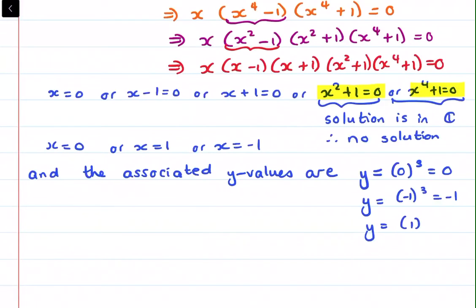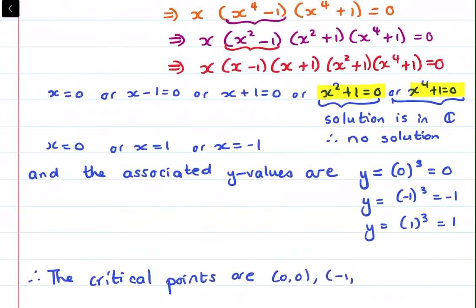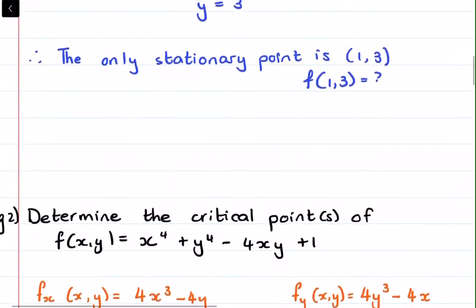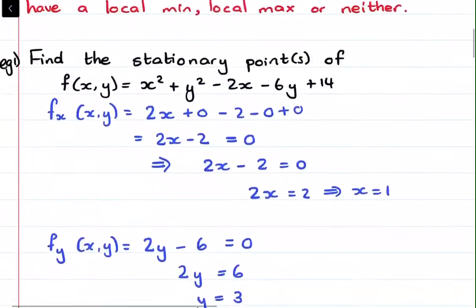And the next value is 1 cubed, which gives 1. So therefore, the critical points are (0, 0), (-1, -1), and (1, 1). Okay, so you see that if you are finding a critical point, let us compare the two examples.